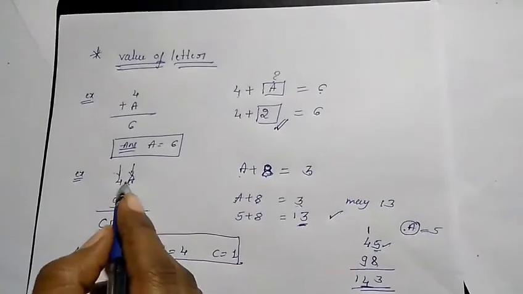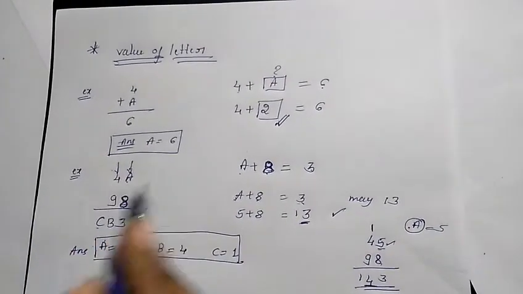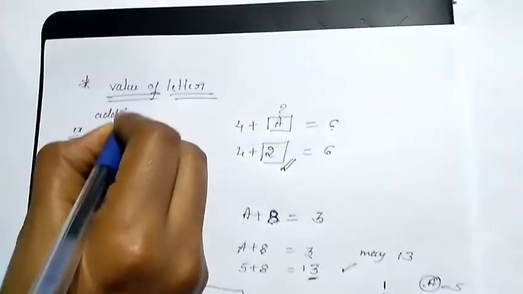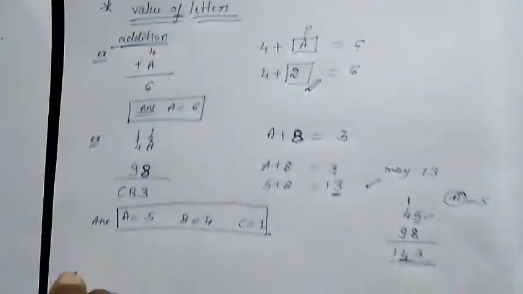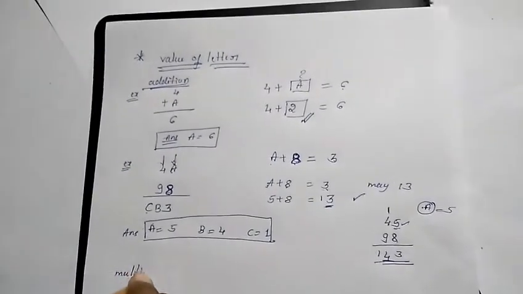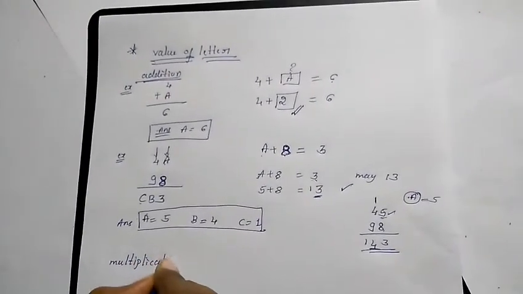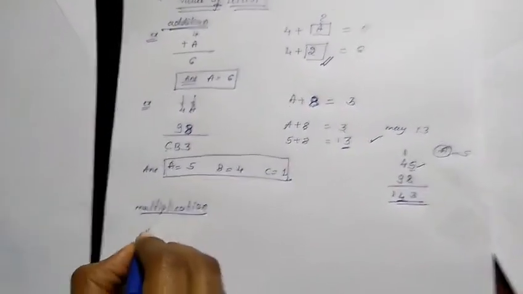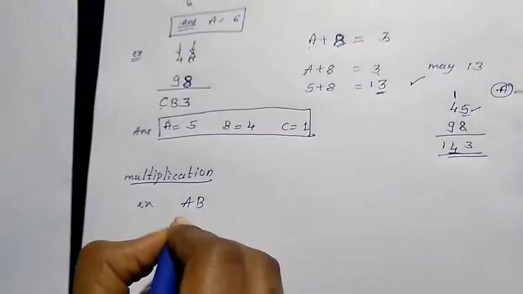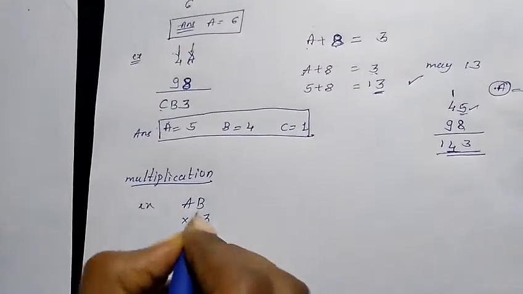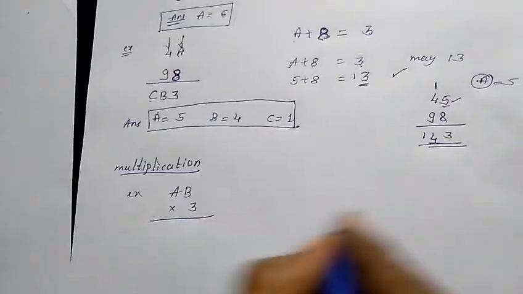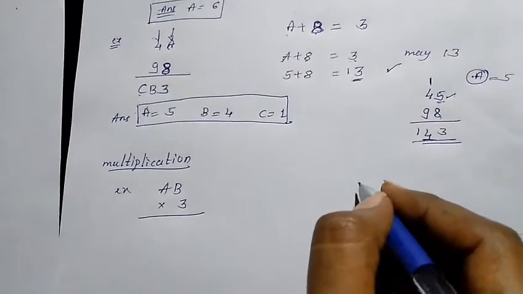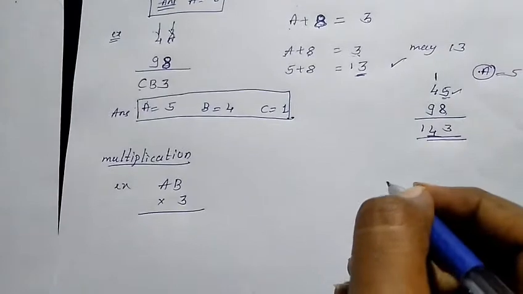So like this you have to find the missing letters of numbers. This is in the case of addition. We have observed addition. Then what about multiplication? In the case of multiplication, you can also find the number. First we will take one number, for example AB into 3. Whenever you are checking, you start from the least number, that is 0. You can start from 0 or 1.